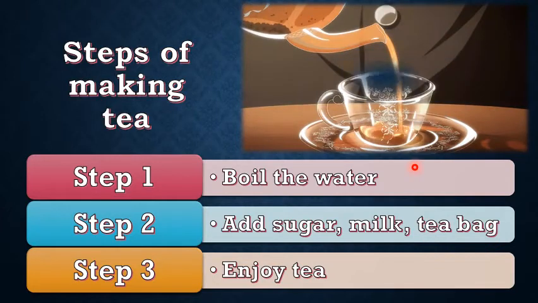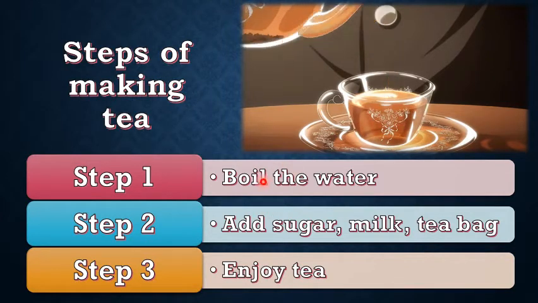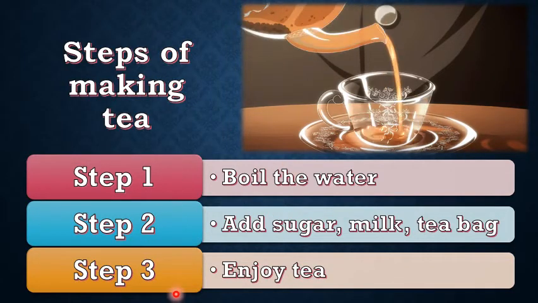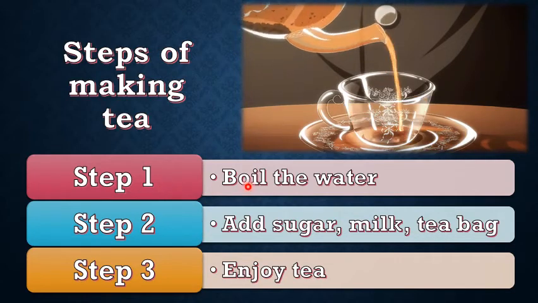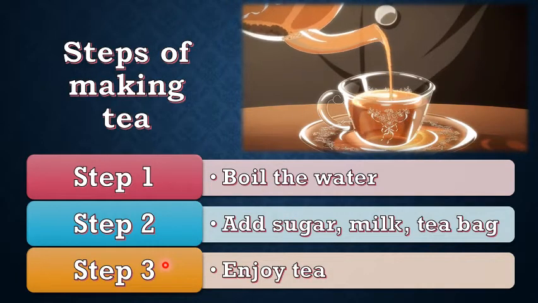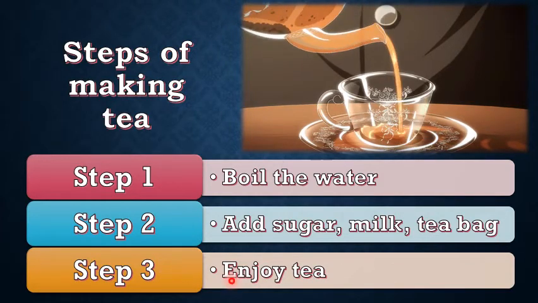So this is how our tea looks, and we have done this task in a logical sequence. We cannot directly enjoy the tea. We cannot directly add sugar, milk or tea bag. First what we have to do is boil the water. So this is how we do our task in a logical sequence, and this logical sequence can help us to complete our task in a proper way.